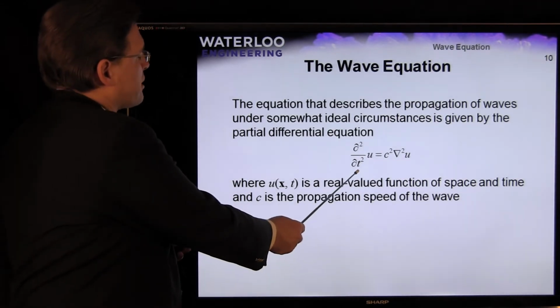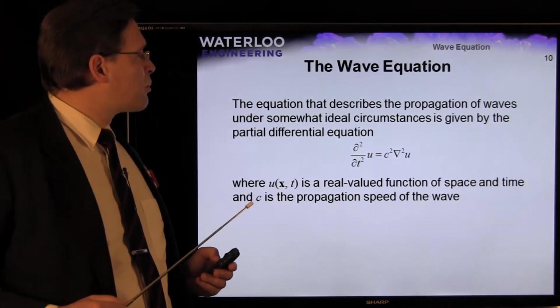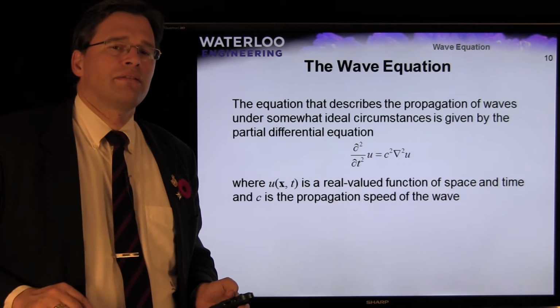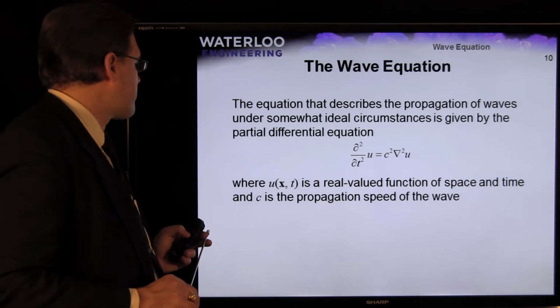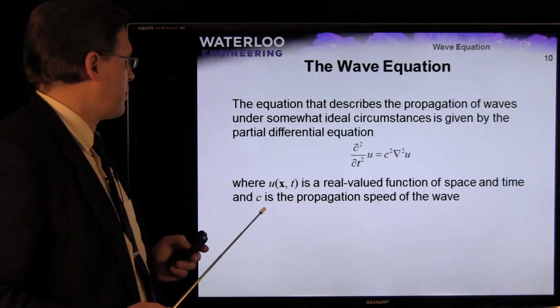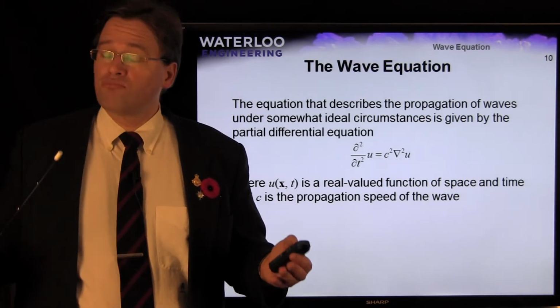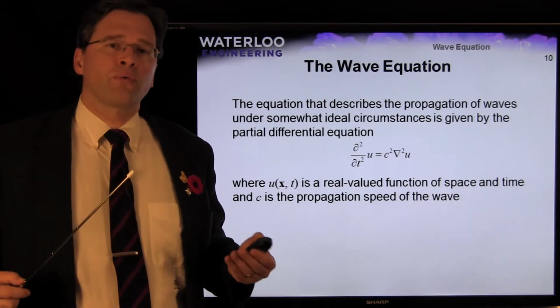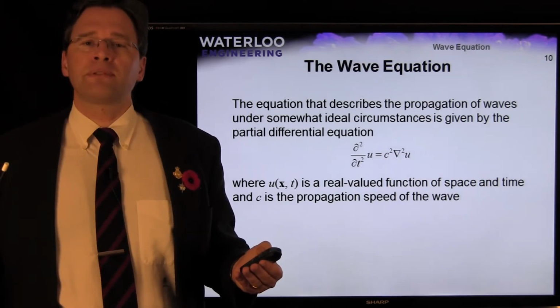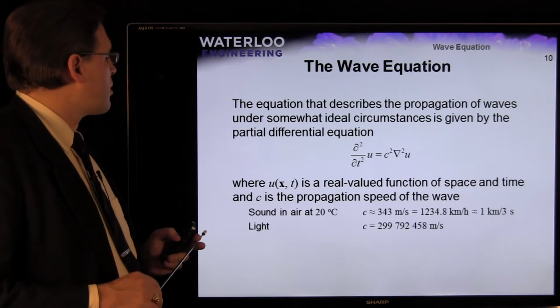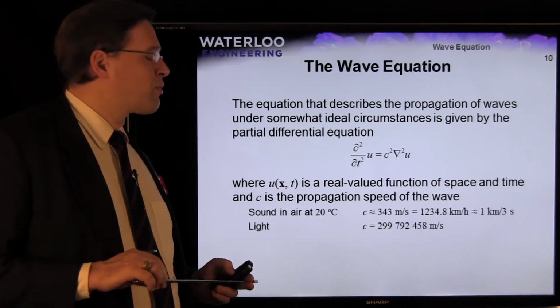the second partial of u with respect to time is equal to c squared, some constant, times the Laplacian of the function. Here, u is a function both of space and time. And space can be either one-dimensional, two-dimensional, or three-dimensional. In this lab, we're going to consider only one-dimensional problems, but in lab 6, we will see three-dimensional problems. Now, c is the propagation speed of the wave.